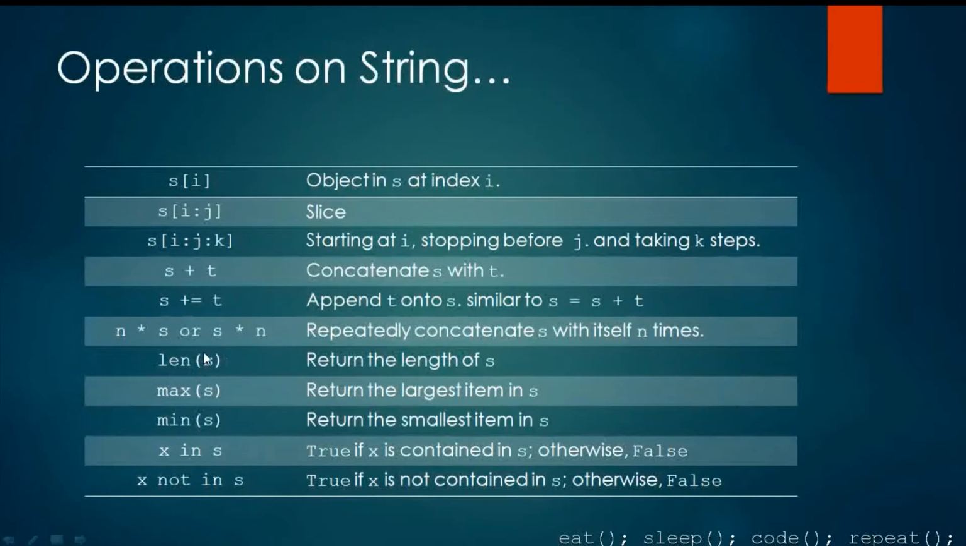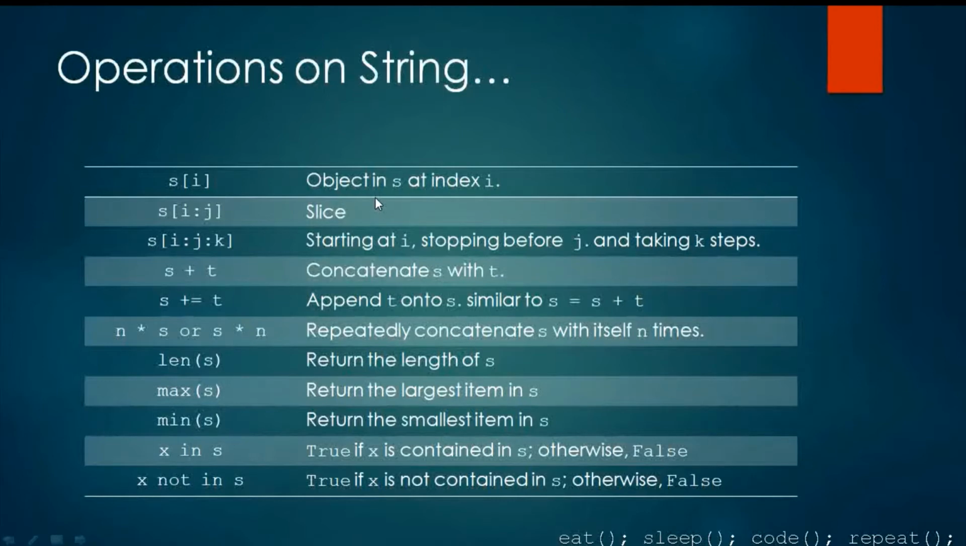Then we have the length of the string, the maximum value and the minimum value of the string. These maximum and minimum values are nothing but the ASCII characters: what is the maximum ASCII character in that particular string? Then x in string checks for a particular substring in a given string; it will return true if it is there in the string, otherwise false. Similarly, x not in string will give us true if it is not in the string, otherwise false. So this is a basic summary of the operations of string.